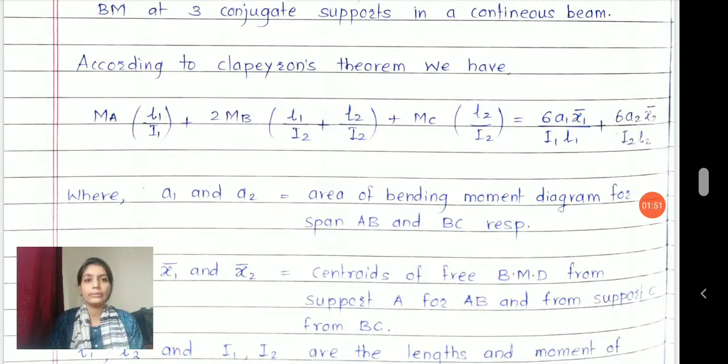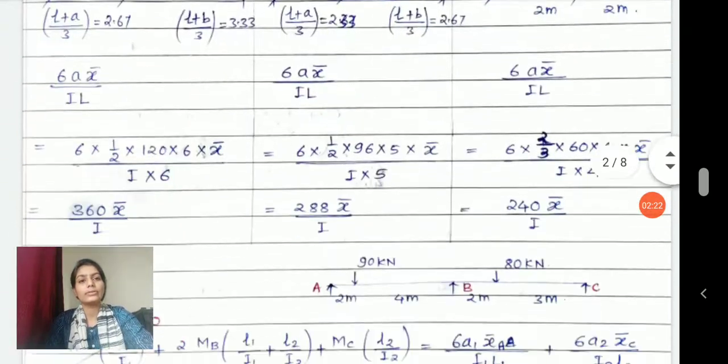and the terminologies in it, I hope you are habitual to it so far. A stands for area; A1 and A2 stand for the bending moment diagram areas for the two different spans, which you can understand directly while applying them in the sums. X1, X2 are the centroidal distances of the bending moment diagram, and I1 and L1 are the moment of inertia and length respectively, right? So let's try to solve one more problem.